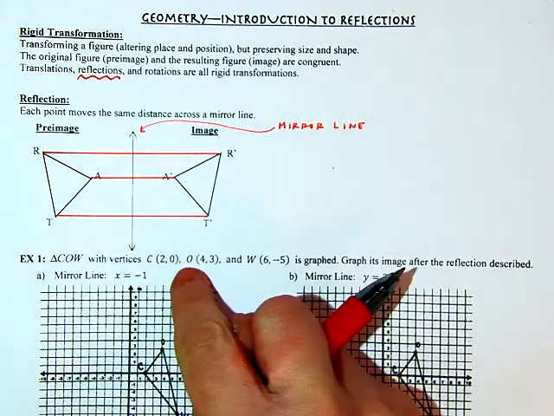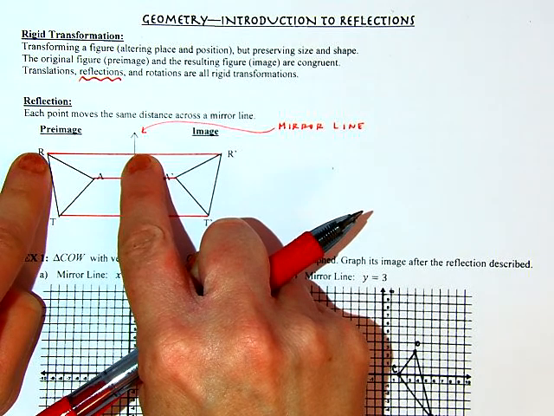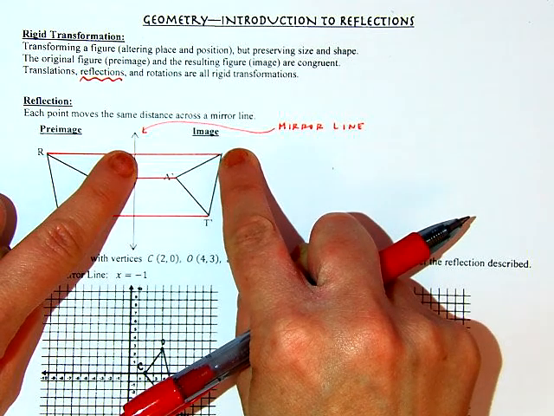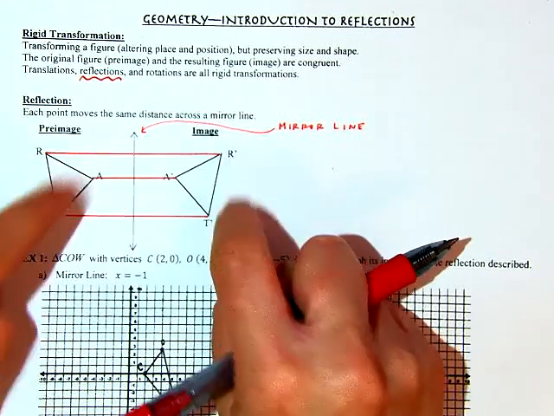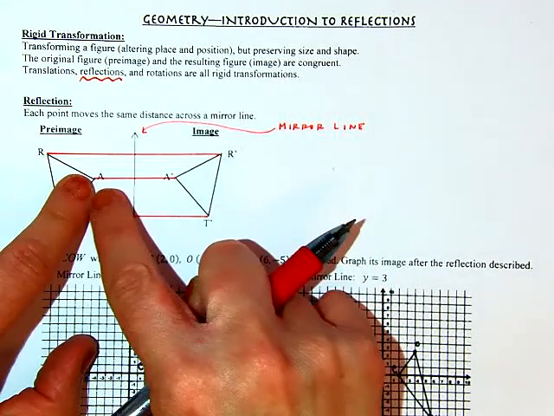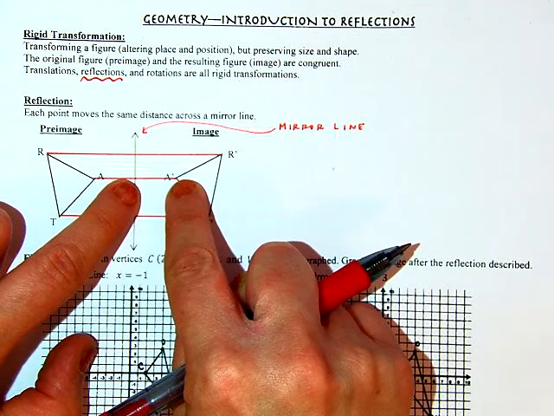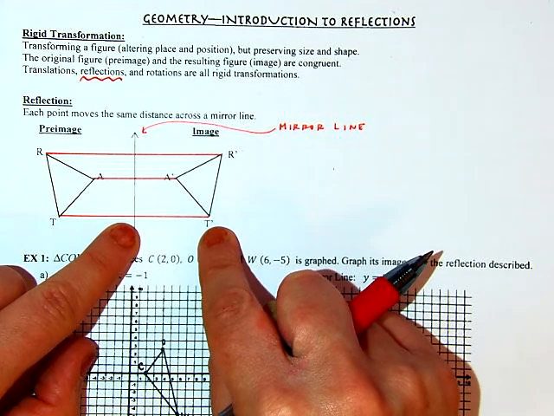And each point, so R, that pre-image point, the distance to the mirror line is staying the same in the opposite direction. So the distance here to here matches the distance here to here. Same thing for the A's. So A to the mirror line will be the same as the mirror line to A prime. T to the mirror line will be the same as the mirror line to T prime.